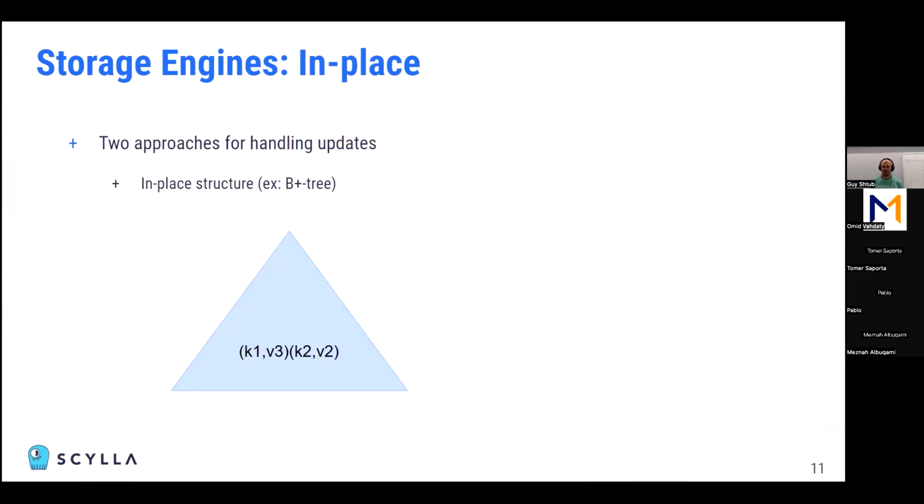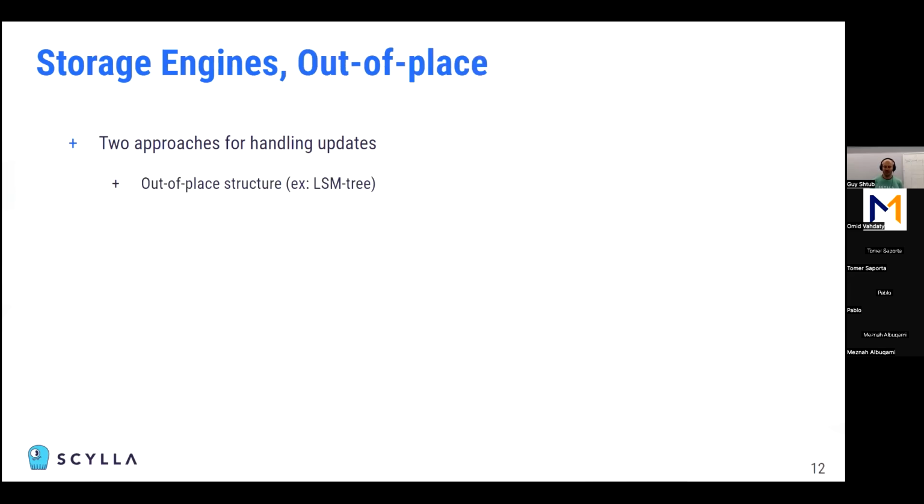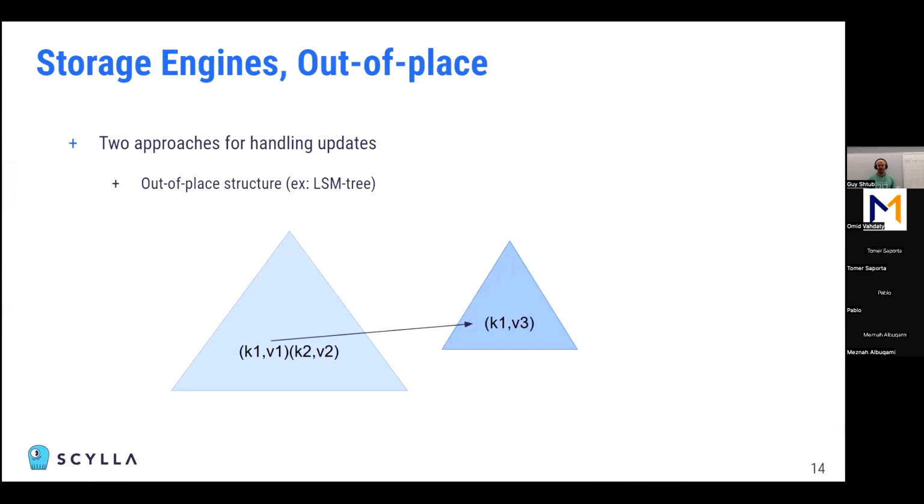And then what we would have is we would simply have the value replaced. The next option for storage engines is out-of-place updates. And here we would do something quite different. So again, we have the same data, K1 and V1 and K2 and V2. Again, we want to update the value for K1. However, instead of overwriting the existing value, we would simply write the new value for K1.